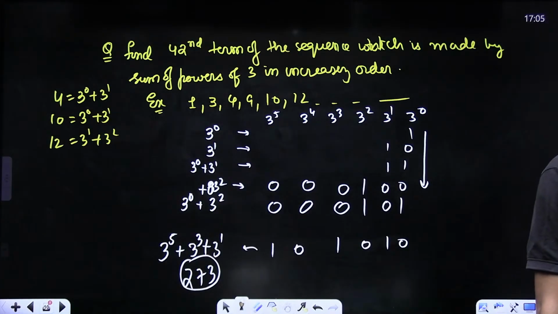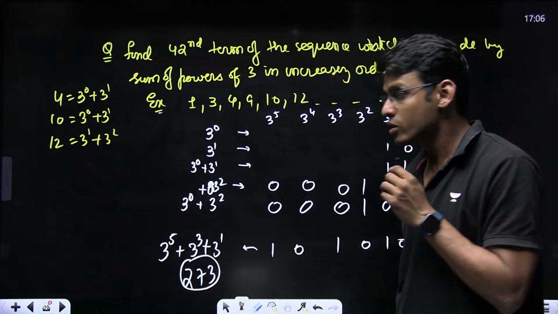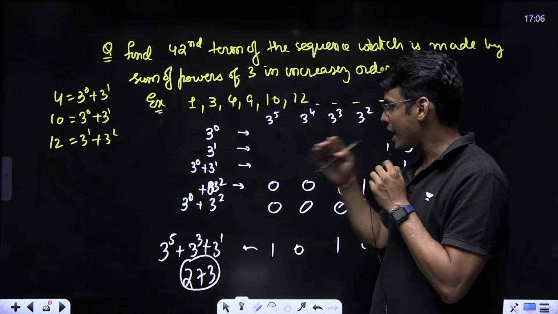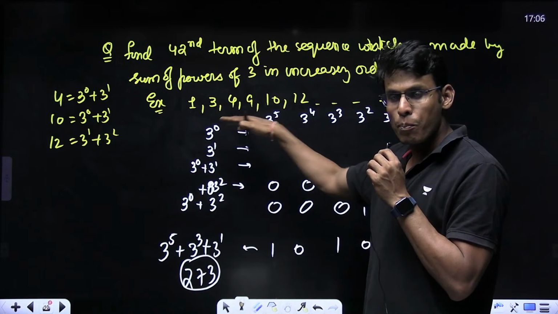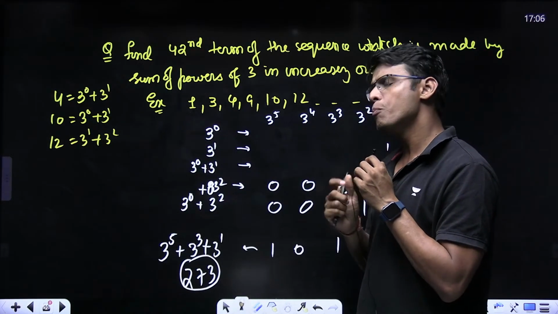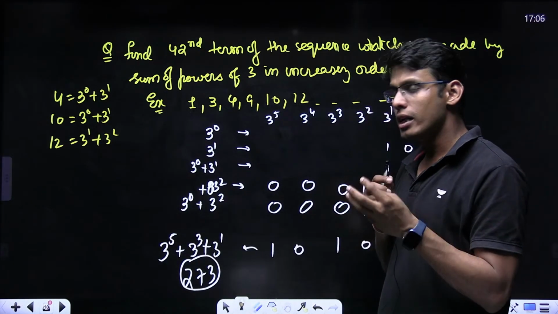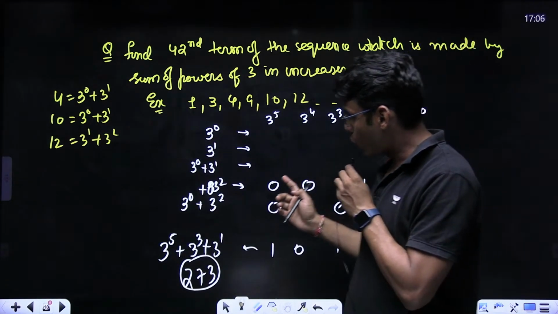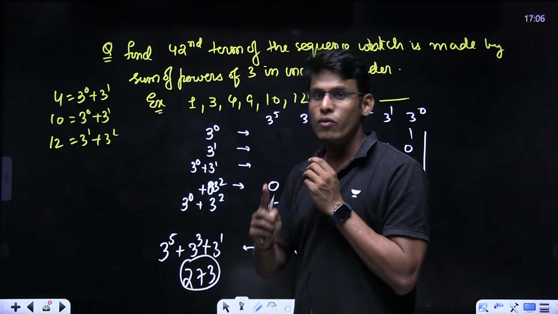Sir, this type of question was asked in pre number 29, sum of powers of 3. Yes, this is where I have taken this question from. What you had to observe here is, when you are writing the powers of 3, the most important thing to think about is that there is a relation between the coefficients and the powers of 3. The coefficients of the powers of 3 are either 1 or 0.